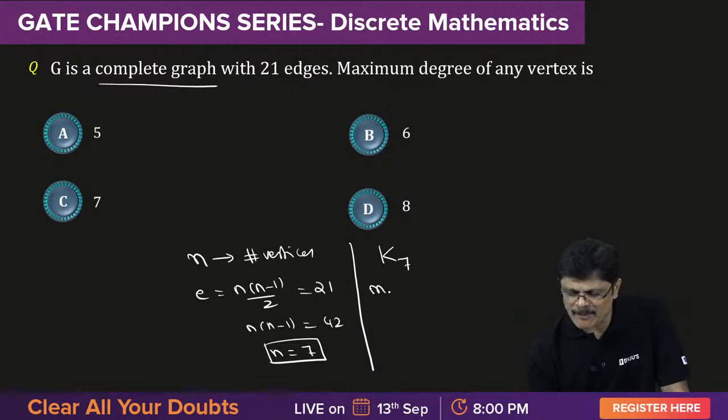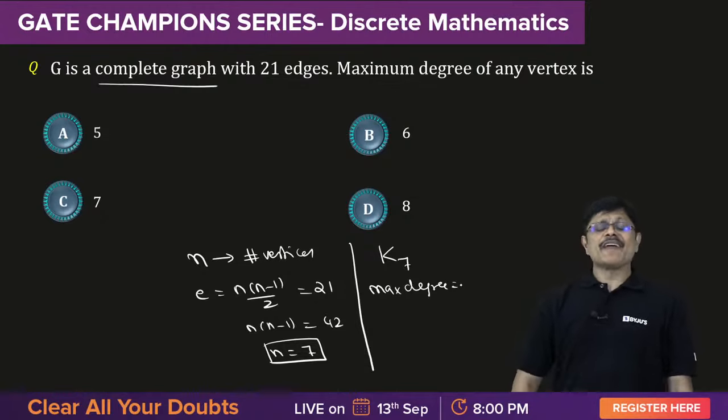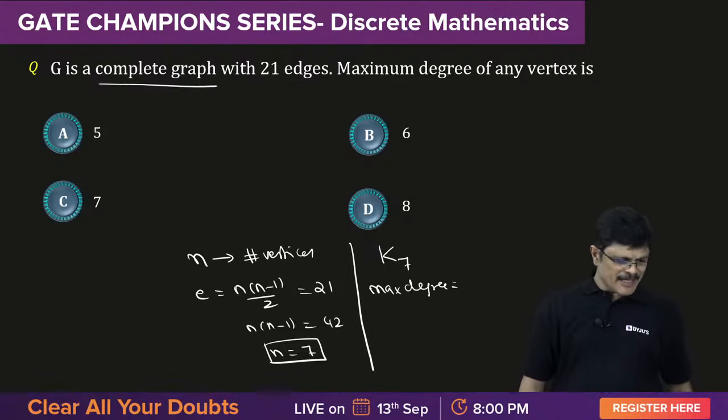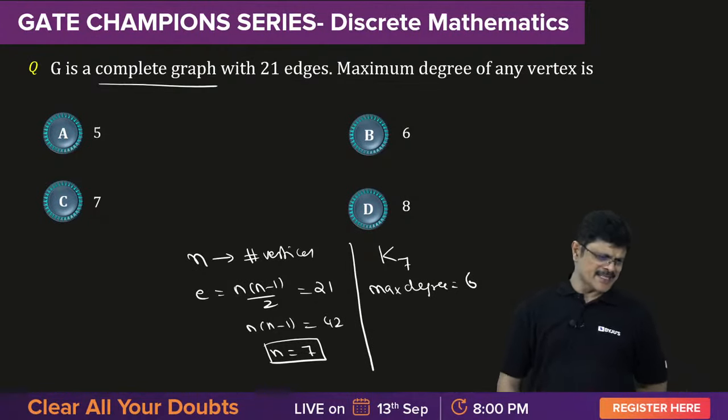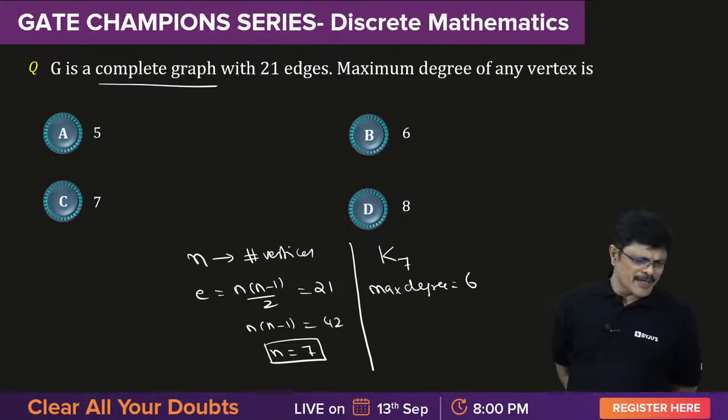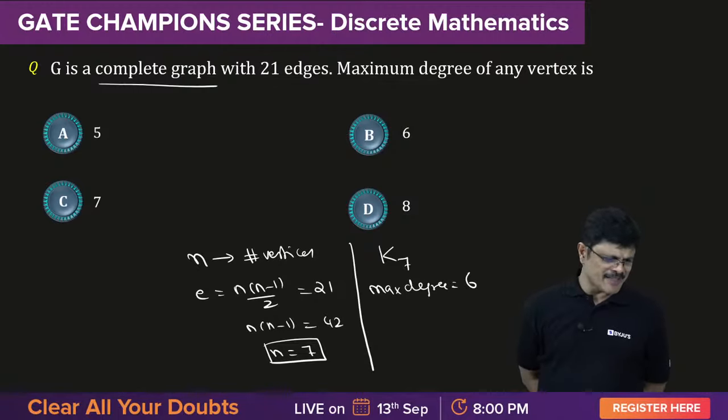What is the maximum degree, my dear friends? See, in a complete graph every vertex has the same degree, and the degree is 6. Why are you writing 7, sir? Degree is 6. Now the maximum degree is 6. In a complete graph, the maximum degree of any vertex is 6, not 7.